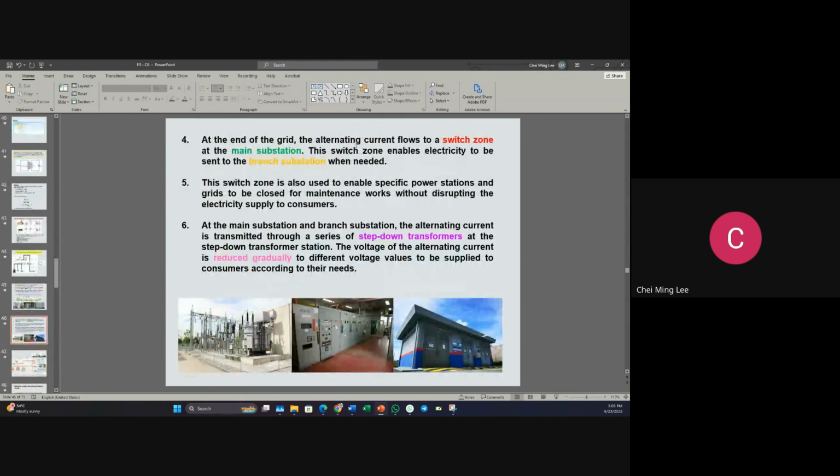So at the end of the grid, the alternating current will flow to a switch zone at the main substation. This switch zone will enable the electricity to be sent to the branch substation when needed. Okay, these are the switch zone, and these are the substation. The switch zone is also used to enable a specific power station and grid to be closed for maintenance work without disrupting the electricity supply to the consumer.